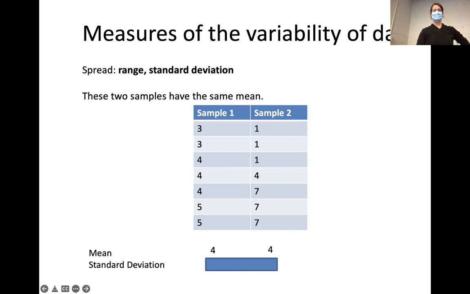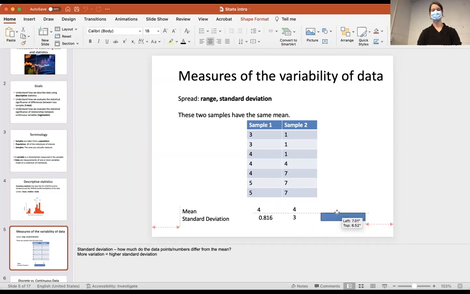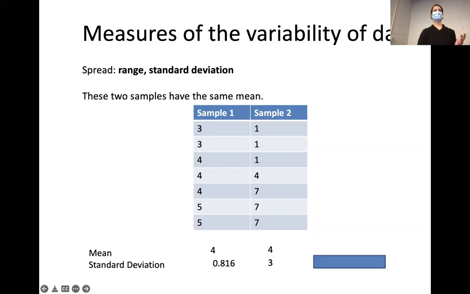Okay, so you can see the difference in standard deviation, 0.81 versus 3. That's a pretty big difference. We're going to look at standard deviation a lot. It matters a lot in ecology.